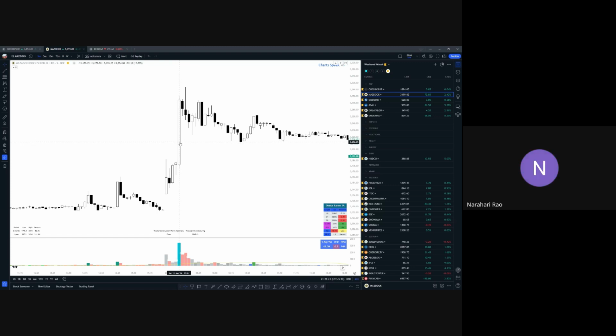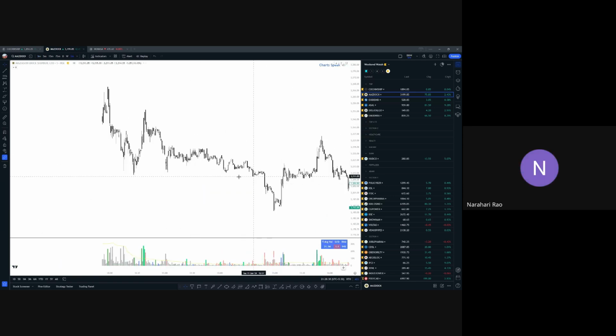Okay, what time frame was the entry taken in, if I may ask? 1 or 3 minute chart? Uh, currently it is a 3 minute chart, but I'm not sure which time frame I referred to at the time of taking entry.